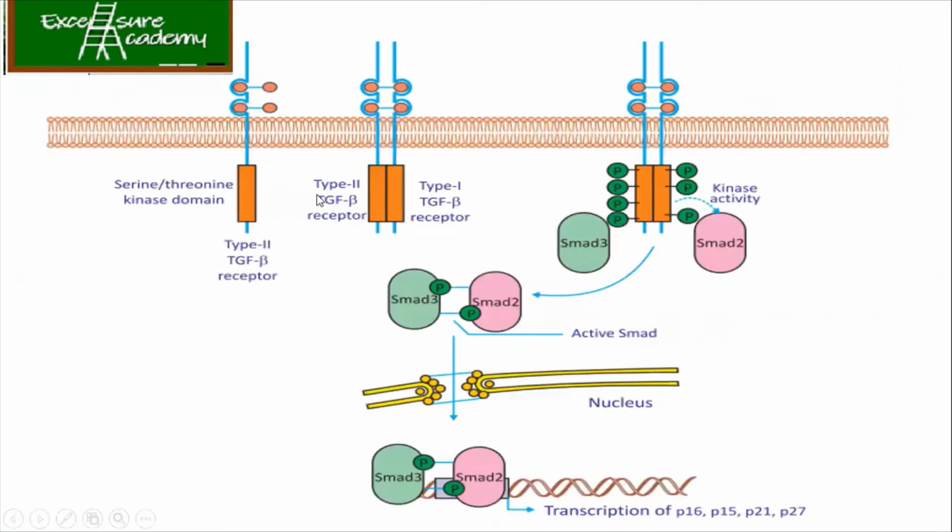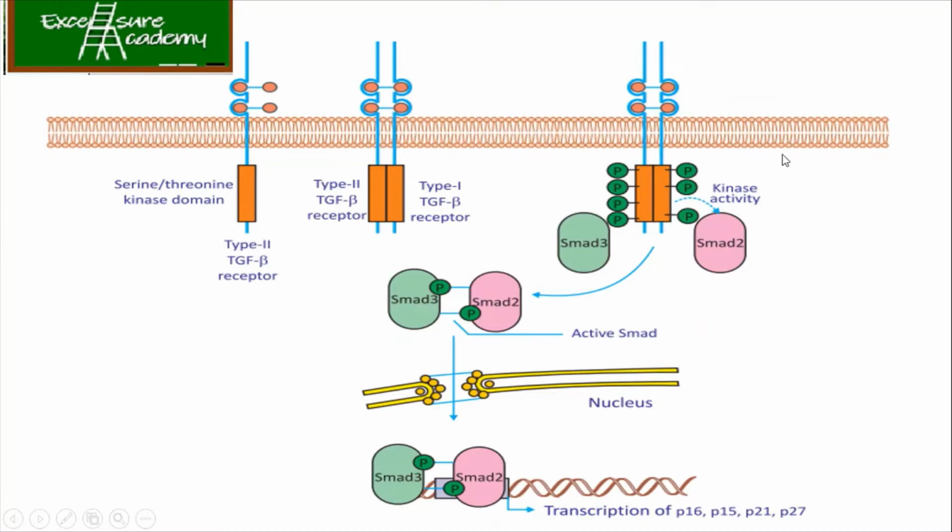So we have got the TGF beta. We have got different types, type 1 and type 2. It's a serine threonine kinase domain, right? So what is happening upon binding of the growth factor? What is the growth factor over here? Transforming growth factor. It goes and binds to your TGF beta receptor.